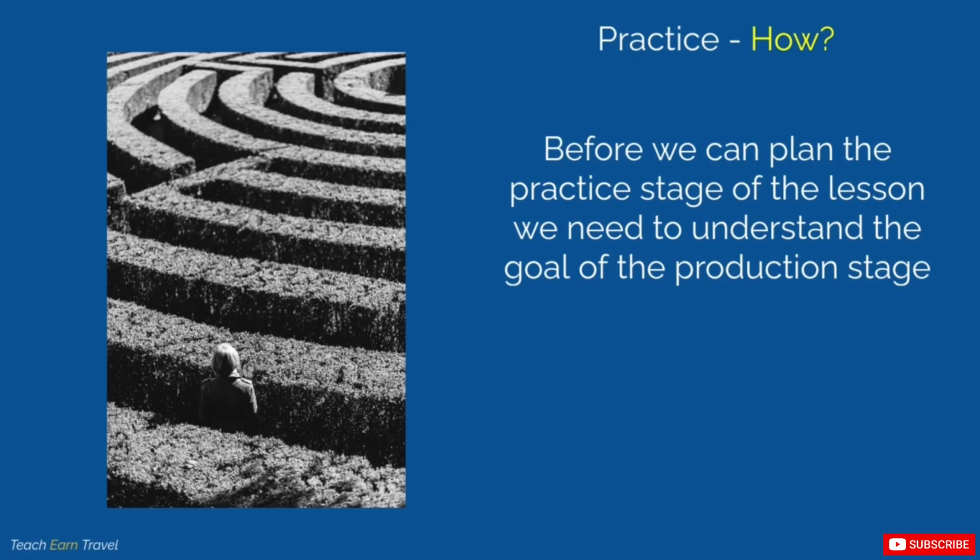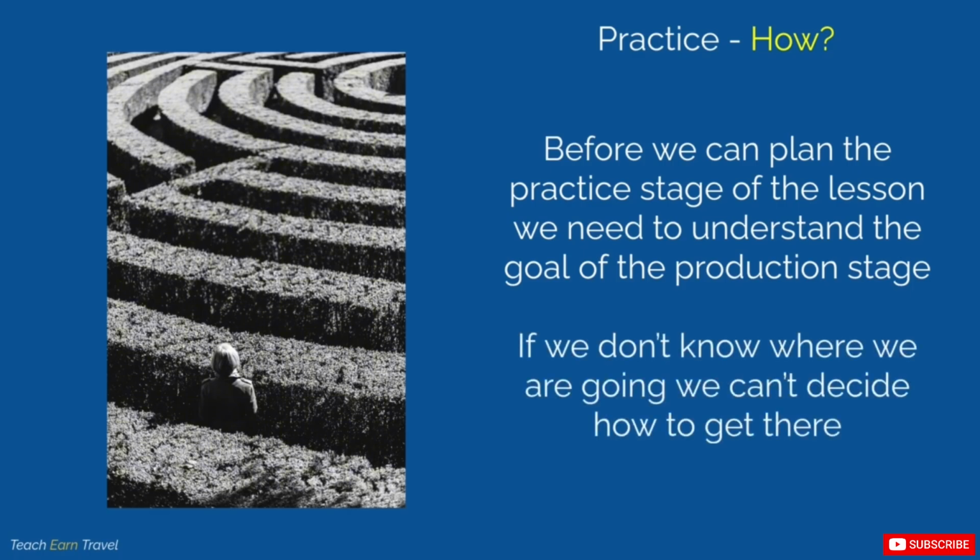We start off with a general idea of what we want at the end of our lesson so that we can plan from the beginning of the lesson and guide the student to that point. But it's the same at each individual stage. We need to remind ourselves: we can't plan the presentation stage correctly if we don't know what we want to do in the practice stage. We can't plan the practice stage correctly if we don't know what we're going to do in the production stage. It's really important to remind yourself of this all the time. Why are you doing what you're doing? What's the purpose? If we don't know where we're going, we can't decide how to get there.